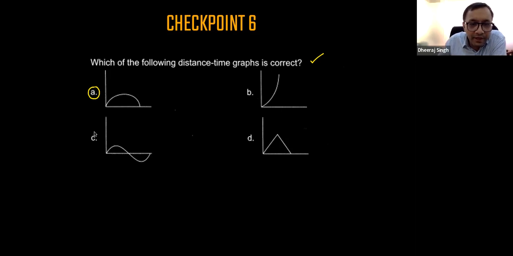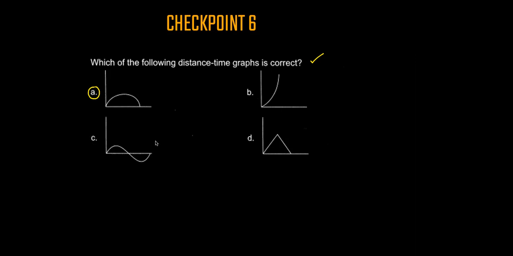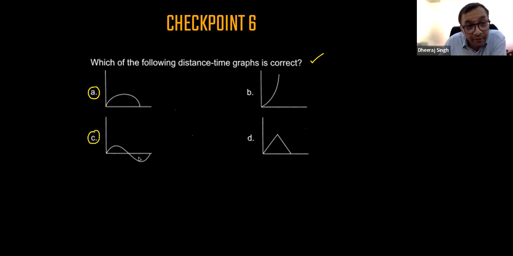What is the problem with C? So same. Plus it can't be negative. In fact, it is becoming negative. Can distance be negative? No. Same issue with D. Distance cannot go down. Distance always increases. That is true only with B. Okay.